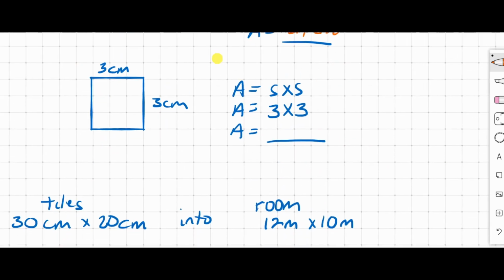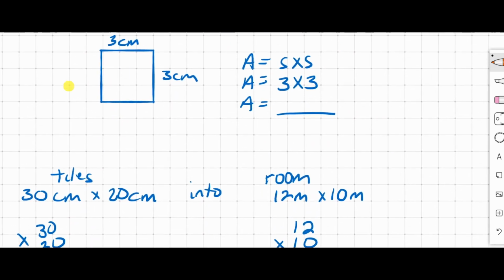Let's move on to this square. Here we have 3. So we'll have 1, 2, 3, 4, 5, 6, 7, 8, 9, which is the same as saying side by side, or 3 times 3, giving me 9 centimeters squared.